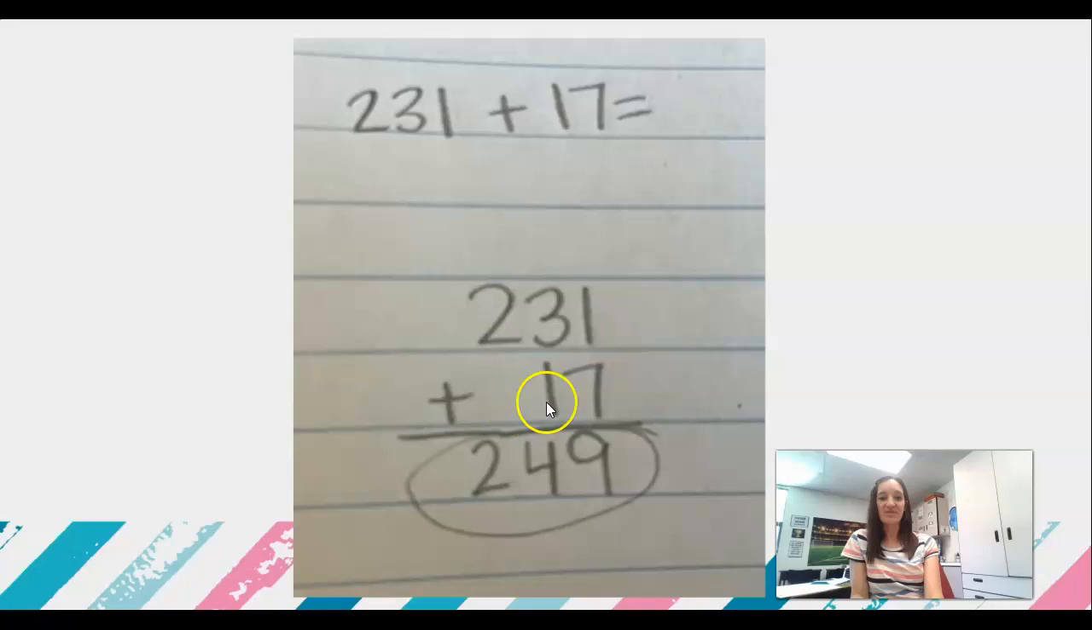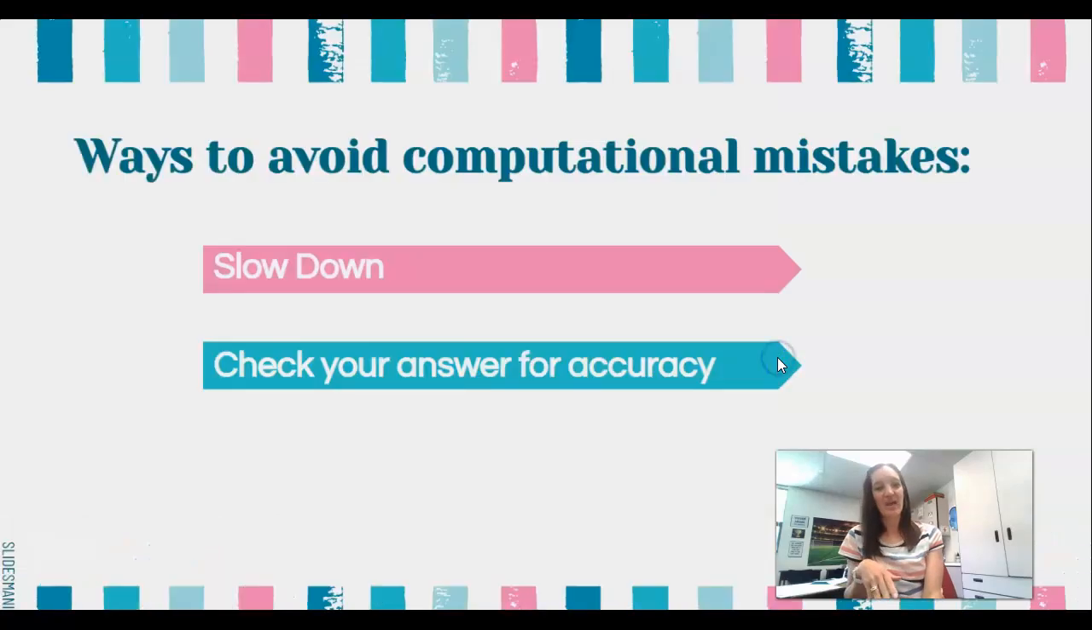So my first example of computation is a computational mistake. We have 231 plus 17 again. We set it up beautifully, right? 1 plus 7 is 9, 3 plus 1 is 4, 2 plus nothing is 2. The computation mistake is right here. 1 plus 7 is not 9. So that is an example of someone making a computation mistake. They were very careful in setting it up. They just computed wrong. 1 plus 7 is not 9, it's 8. Okay, so how do we avoid this mistake?